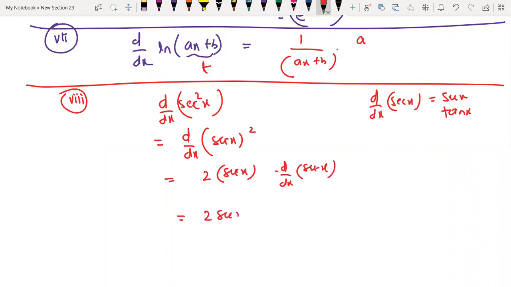मैथ्स में मतलब फिजिक्स में इतने की जरूरत नहीं है, बट फिर भी हम क्यों करते हैं, ताकि हमें एक लेवल ऊपर तक की कॉन्फिडेंस आ जाए. 2 sec square x into tan x, वो भी हम लिख सकते हैं. This was question number 4.